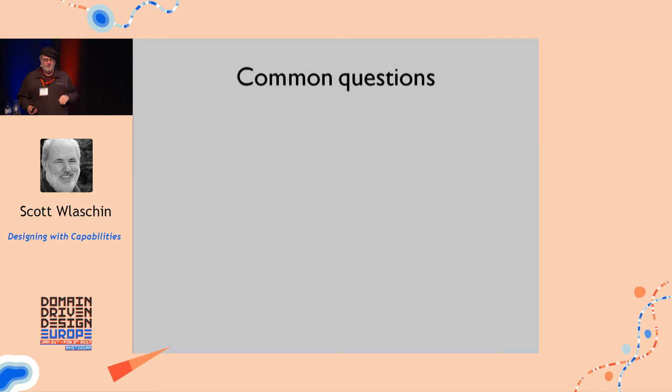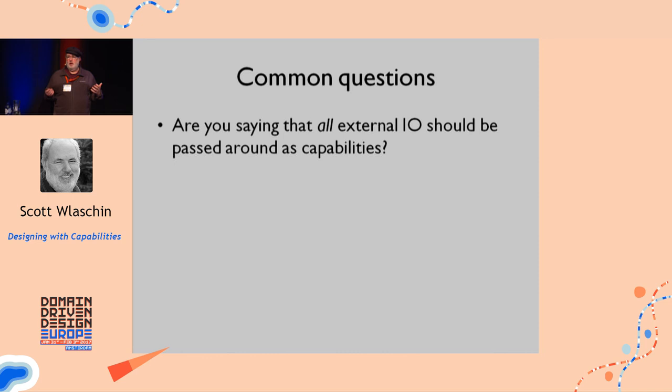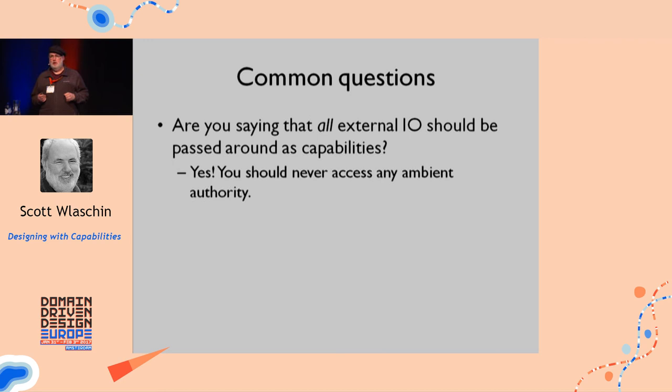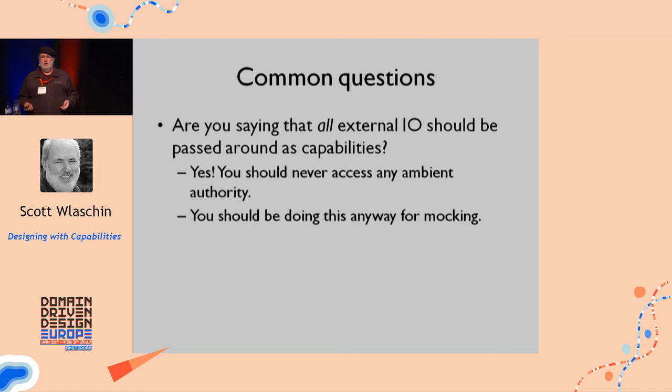I've talked about, you know, mostly this is used for I/O, hitting the database, hitting a file system, and so on. Yes, all external I/O should be passed around as capabilities. Yes. Never access ambient authority. Don't allow anywhere in your code to delete the file system. And obviously, you should be doing this anyway for mocking. You shouldn't really have anything with I/O in your core code because it makes it impossible to test. So you should be doing this anyway.